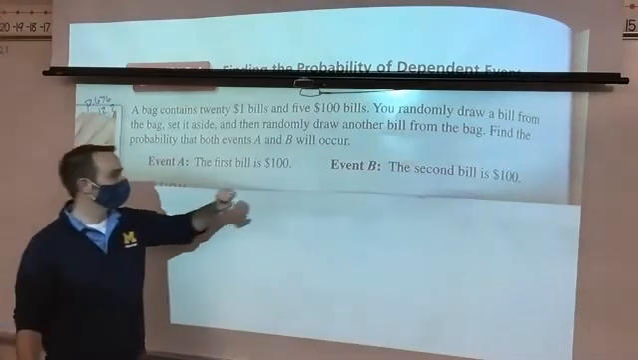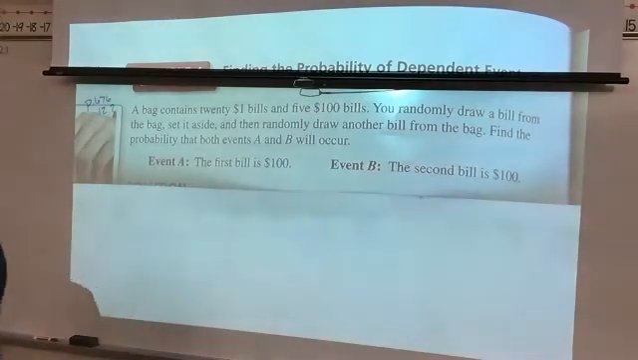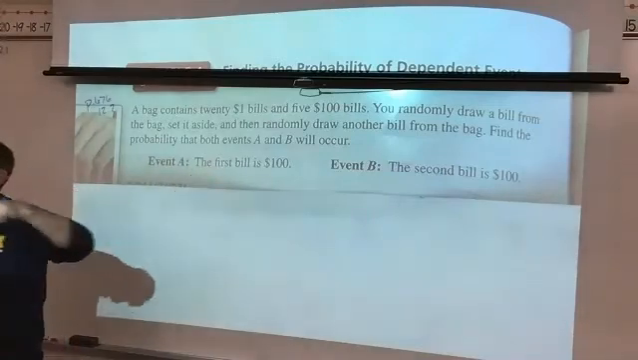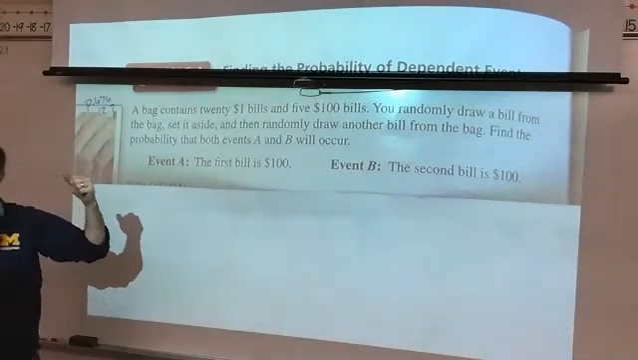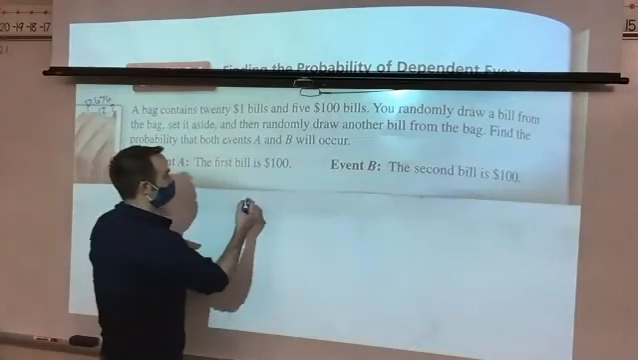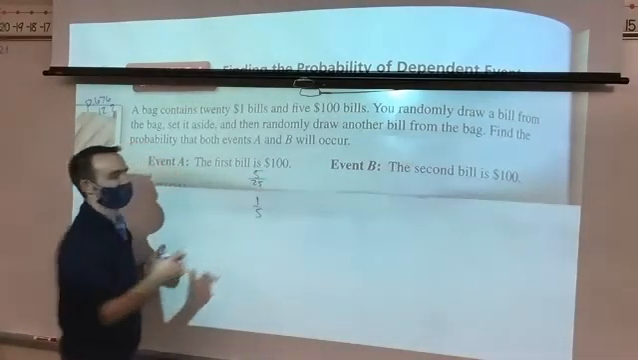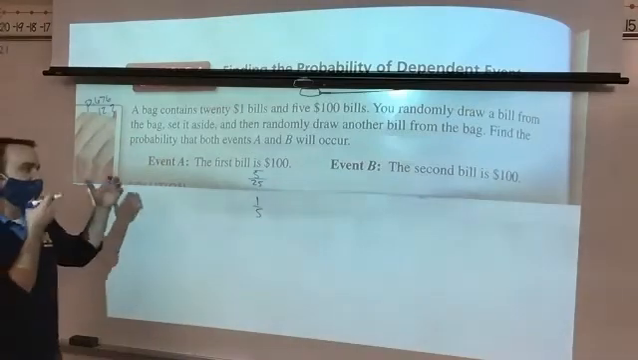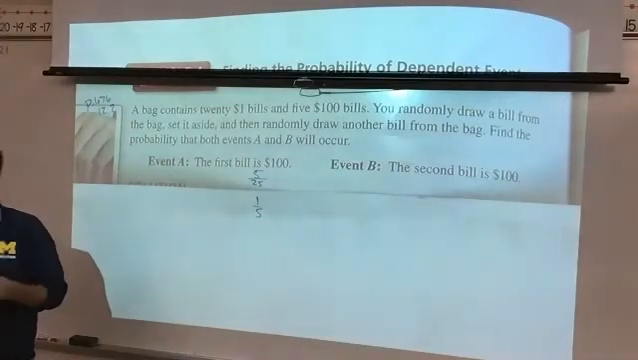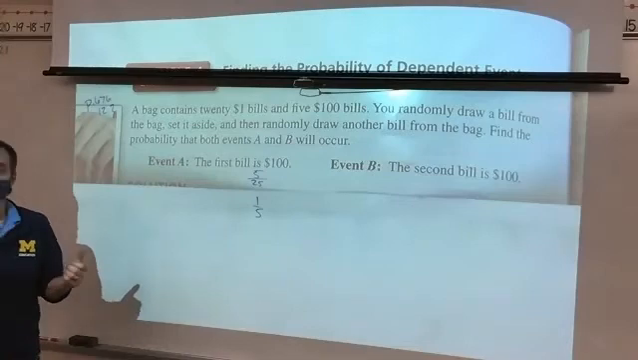All right, hey, here we go. What's the probability that that first bill is $100? Cool. 1 out of 5, right? That's 5 $100 bills out of 25 total. So you got a 1 in 5 chance that that first bill is going to be $100. That's really good news.